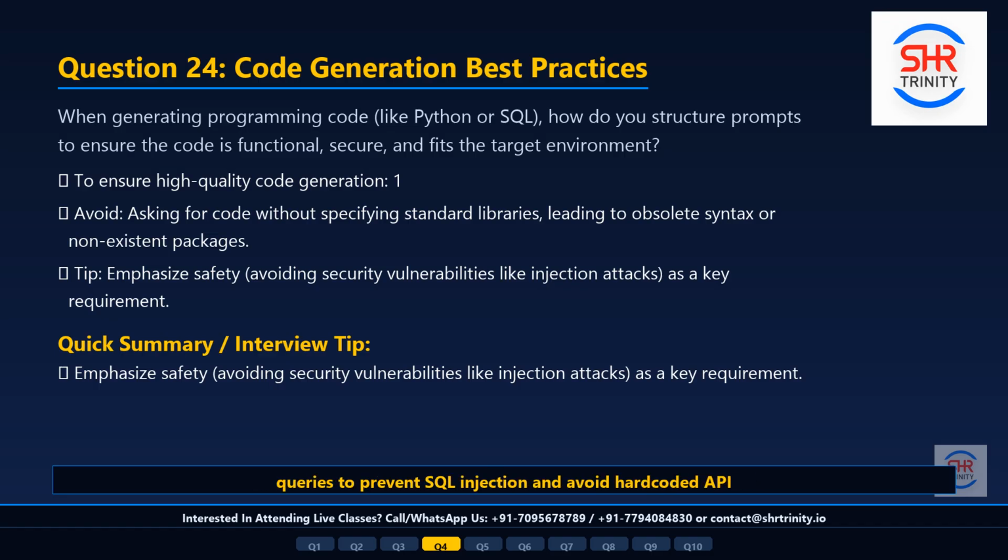3. Provide templates. Instruct the model to write code using a specific structure, e.g., a function with docstrings and unit tests. 4. Output format.